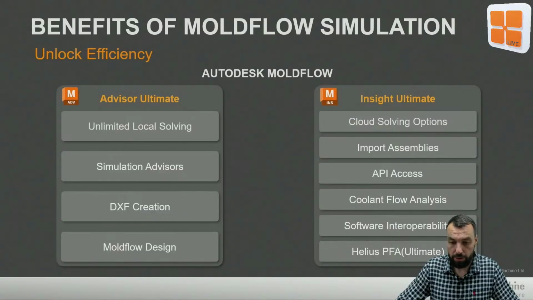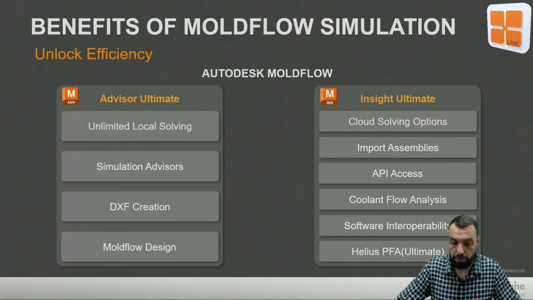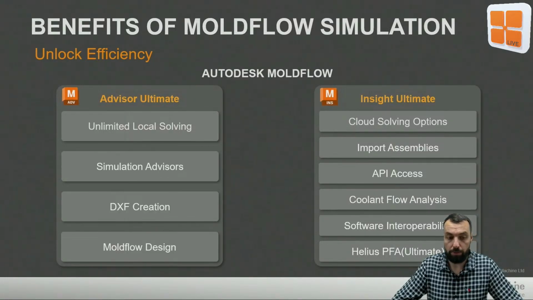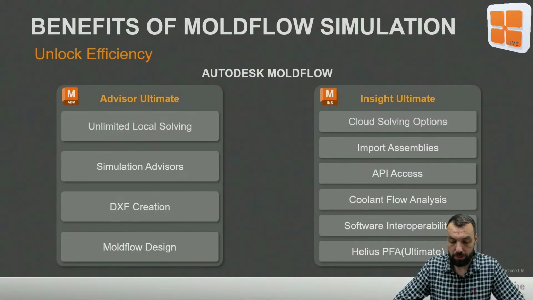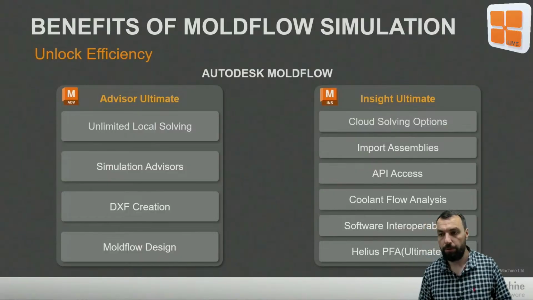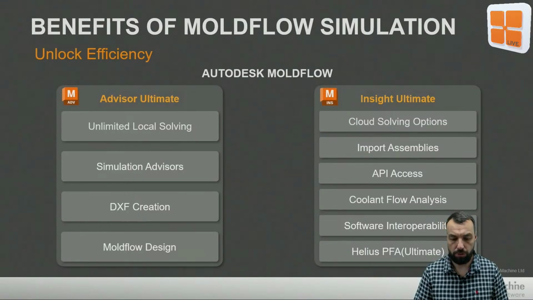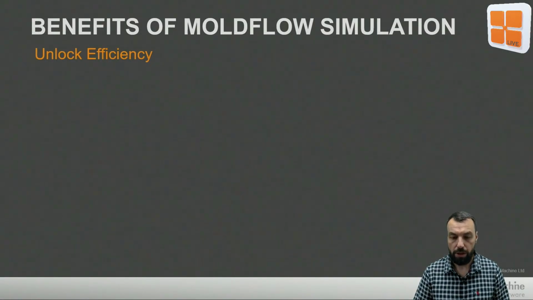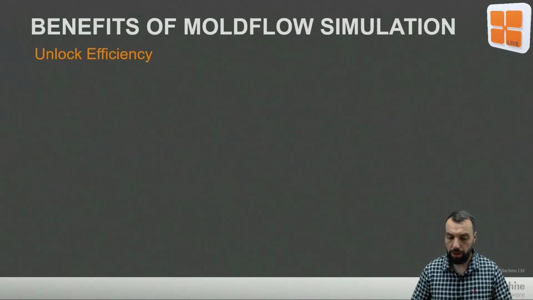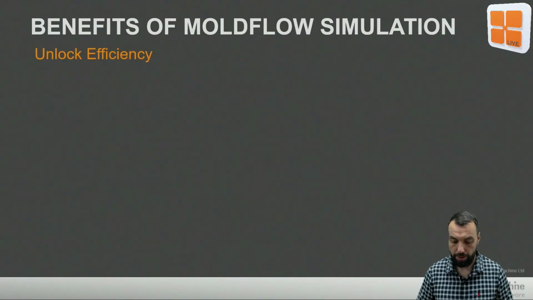Tool and flow analysis, software interoperability, and the availability of Helios PFA. If you haven't heard of it, Helios PFA is a software tool from Autodesk that performs progressive failure analysis on composite materials using an FEA approach. So quite a handy set of tools, but very advanced and very high level. And to be clear, today we'll be focusing on Moldflow Advisor. I will be showing, I suppose, how we can start to unlock efficiency by doing our analysis at a very early stage and at the design stage.